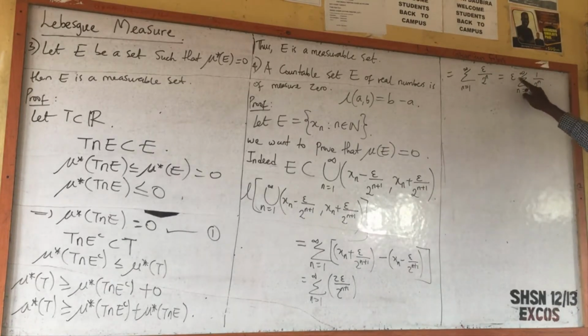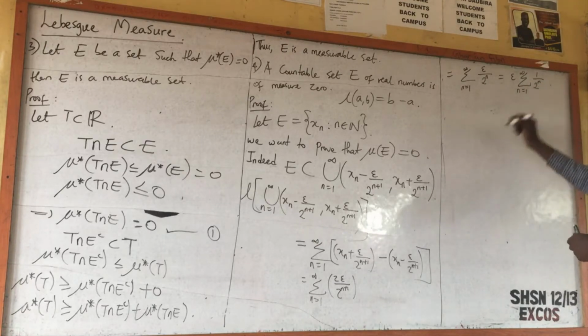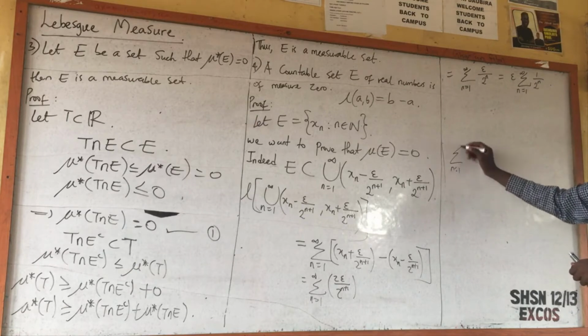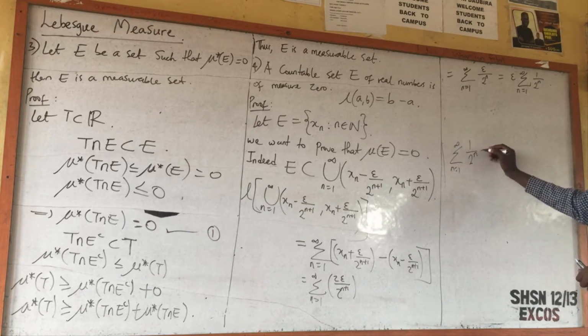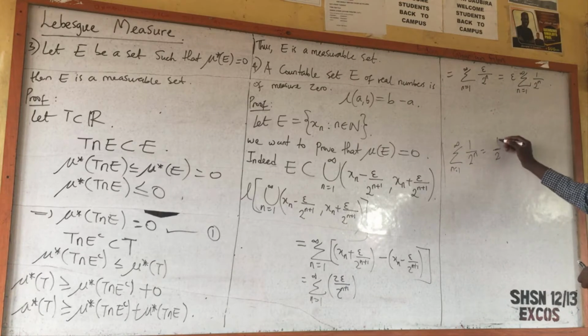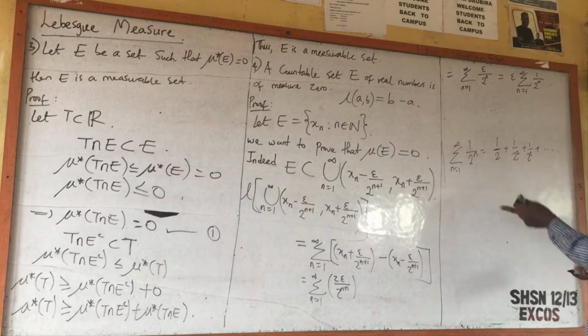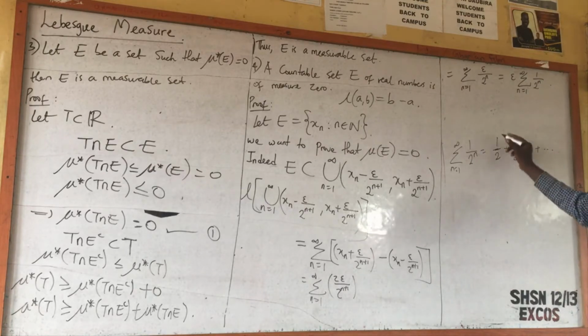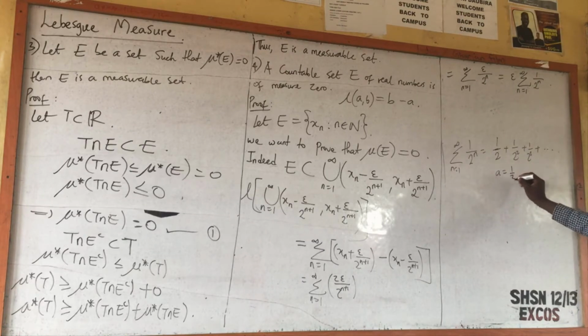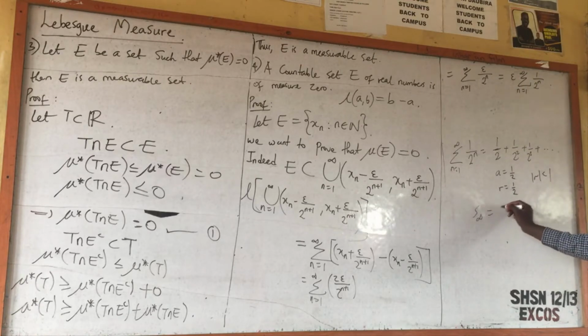I need to explain to you that this sum is 1. Let me show you. If I write the sum from n equals 1 to infinity of 1 over 2 raised to power n, this is 1 over 2 plus 1 over 2 squared plus 1 over 2 cubed, and it goes on like that. That is a GP, a geometric progression where the first term a is 1 over 2 and the common ratio is also 1 over 2, and since the common ratio is less than 1, we can compute the sum to infinity.